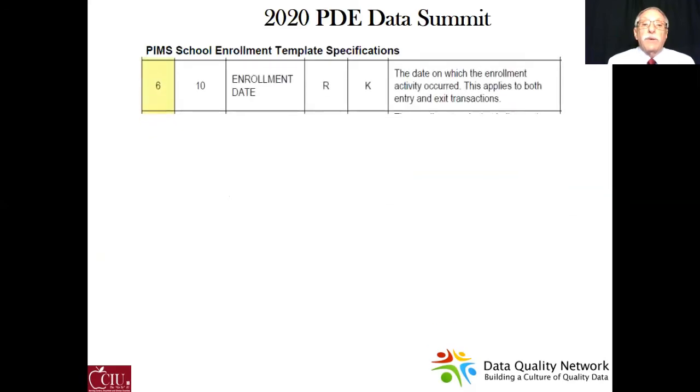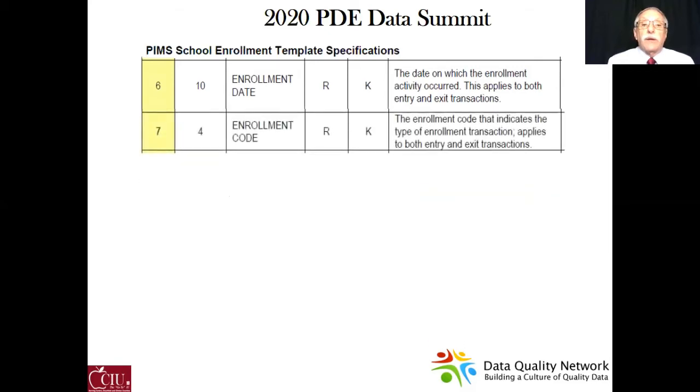Looking at the school enrollment template, the enrollment date, I like to look at that as an activity date. Going along with the enrollment date is an enrollment code. That enrollment code can be found in Volume 2 of the PIMS manual, Appendix E.